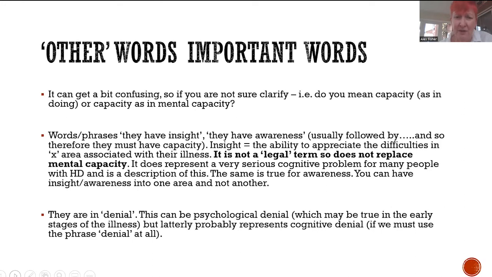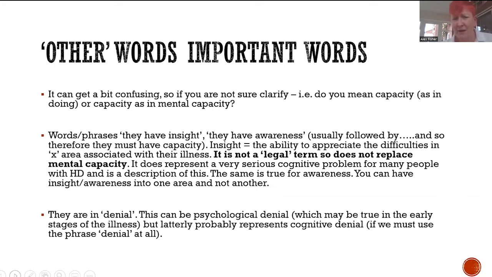That's really important. It does represent a very serious cognitive problem for many people with HD, and so therefore is a description of this. So we have people who lack insight into one area and have insight into another, and we have some people that lack complete insight into their illness, and therefore, of course, that's going to affect capacity and decision making. The same is true for awareness. It's a description. So you can have insight and awareness into one area and not another.